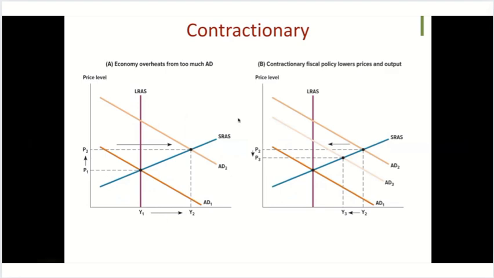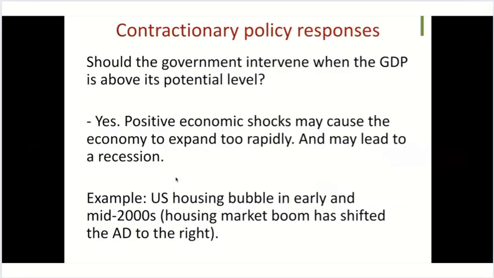When an economy is overheated, the increase in AD is really high. This is bad because when your economy is expanding really fast, this can lead to a recession. So the government implements contractionary fiscal policy to bring the AD back down. So this would mean decreasing government spending or raising taxes, which would end up decreasing consumption and decreasing investment.